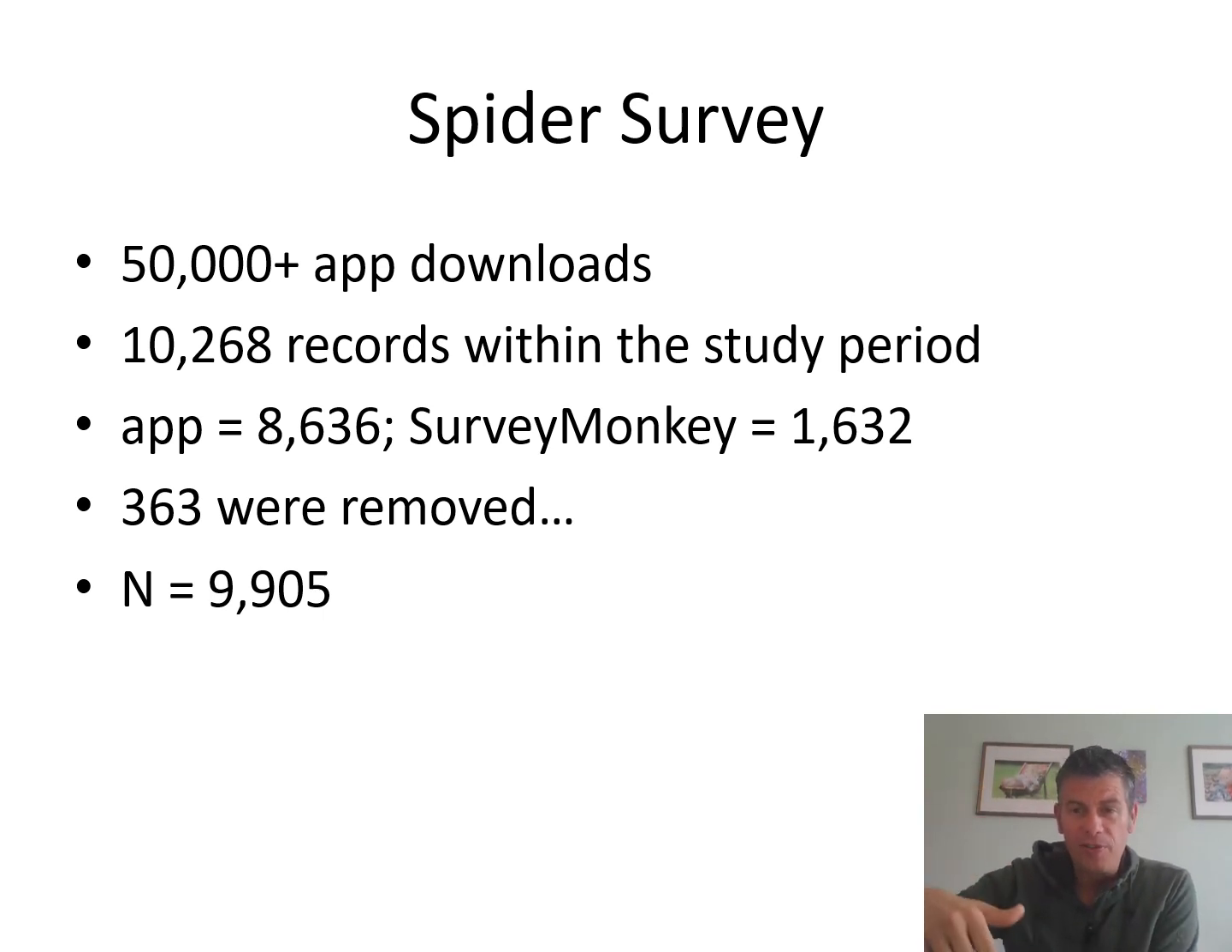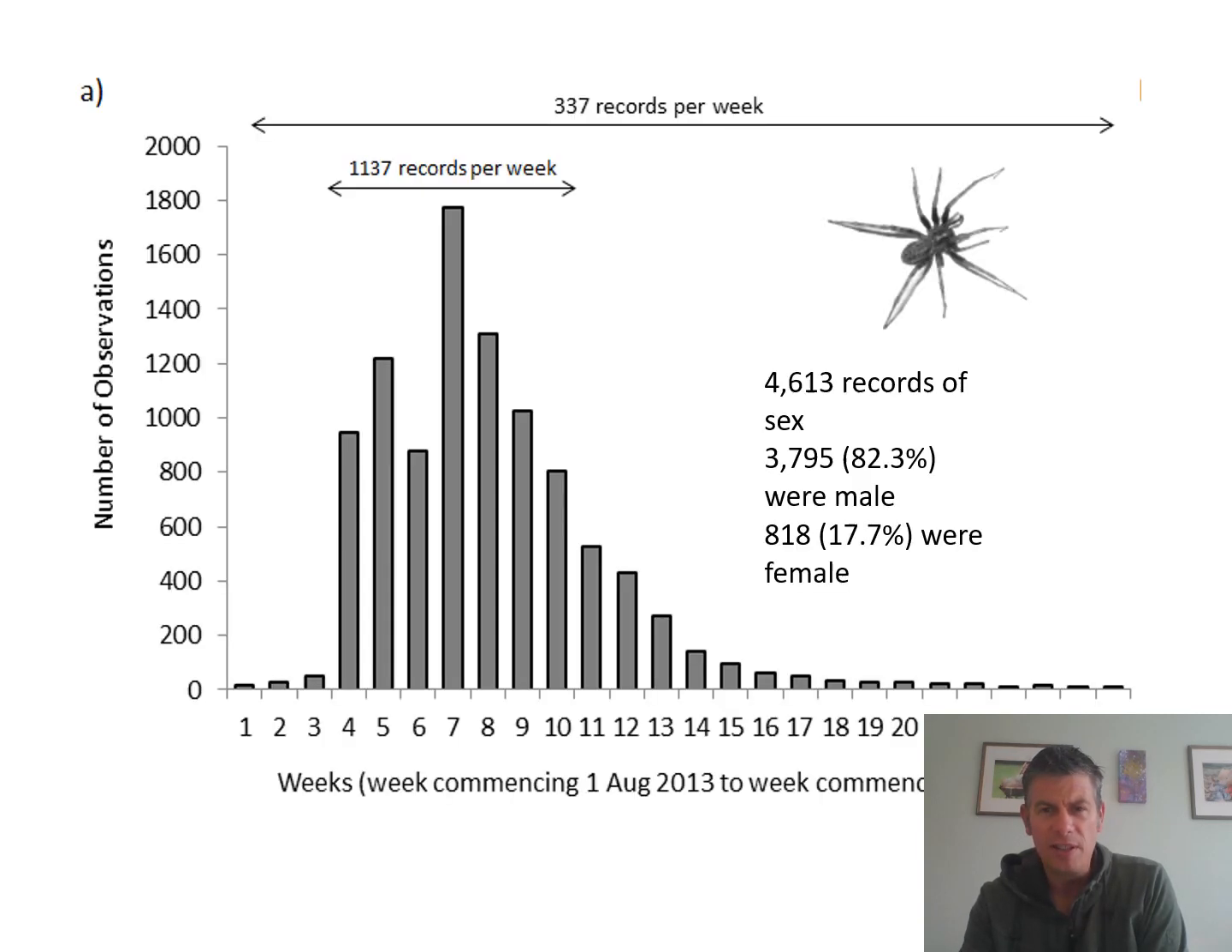There's always a drop-off in this. Lots of people are enthused about it, but they have to do something else. You get this decay, and we're finding out more and more about that as we find out more about these studies. But we still got a good number of records, 10,000 or so, across the country, that let us build up a really thorough picture of spider season.